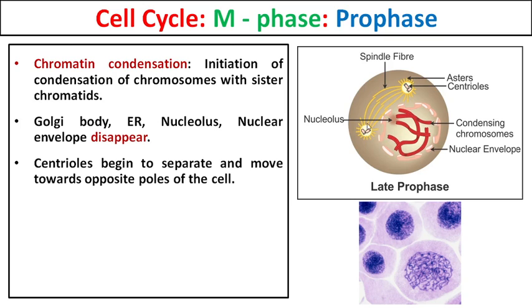The centrioles, which had duplicated during S phase, now start traveling towards the pole. Okay, they will start traveling. One will move towards north and one will move towards south.